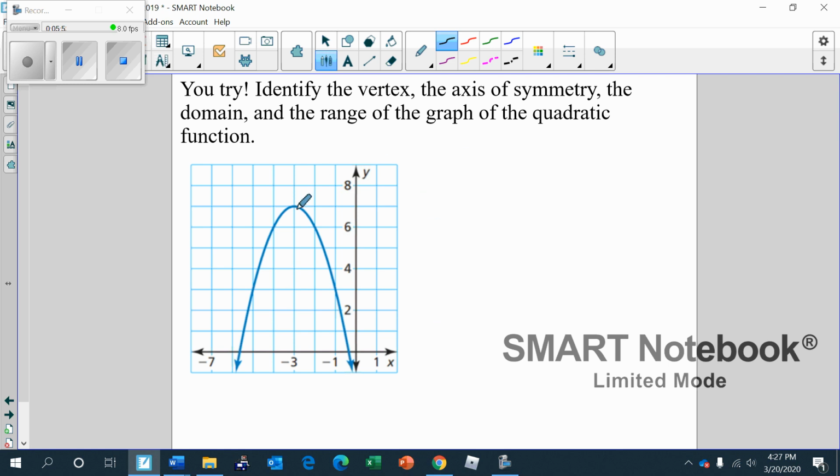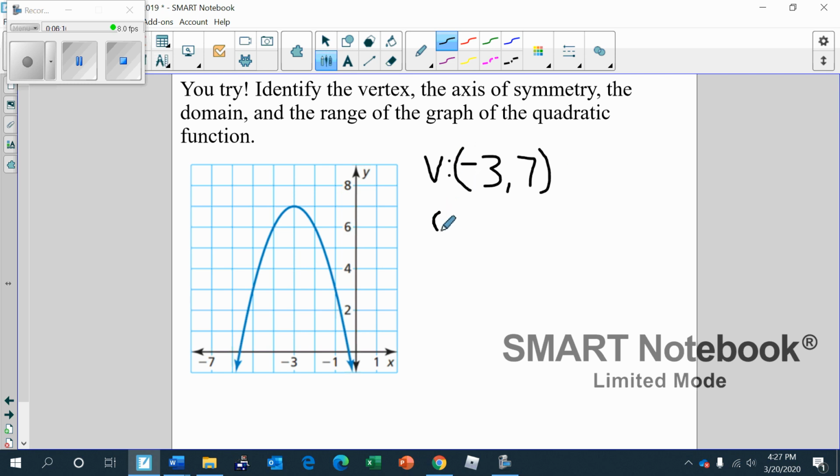So did you get your vertex? I'm going to write V. Really have to pause it. So your vertex is, I moved over 3 to the left, and I went up 7. So my vertex, did you get -3, 7? If you did, I'm so proud of you. If you didn't, I'm still proud of you for trying.